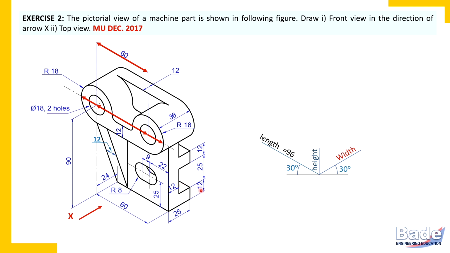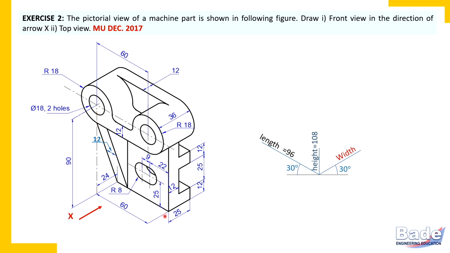Now let's check height of the object. So 90 millimeter vertical dimension is given, but it is from base, from bottom of the object, but not up to top, but up to the center of the cylinder. And topmost edge is curved edge, so we'll have to add its radius. So it's 90 plus 18, that is total height of the object is 108 millimeters. So this is how we have found out height of the object.